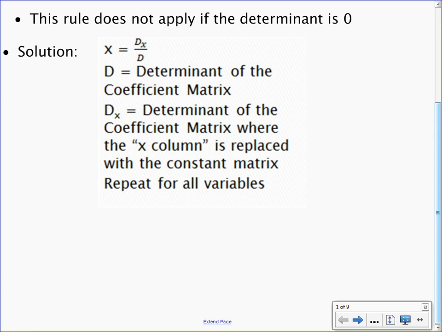Whatever is on the right side of the equal sign, that's the column that you'll replace for your D sub x, D sub y, D sub z. If you're finding x, you're going to take the x column and replace it. If you're finding y, you'll take the y column.